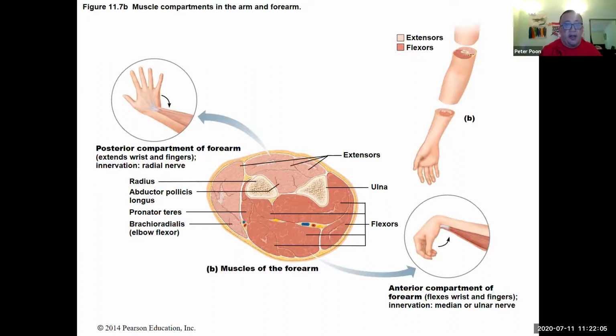And here you see the anterior forearm. The flexors on the front, the extensors on the back.